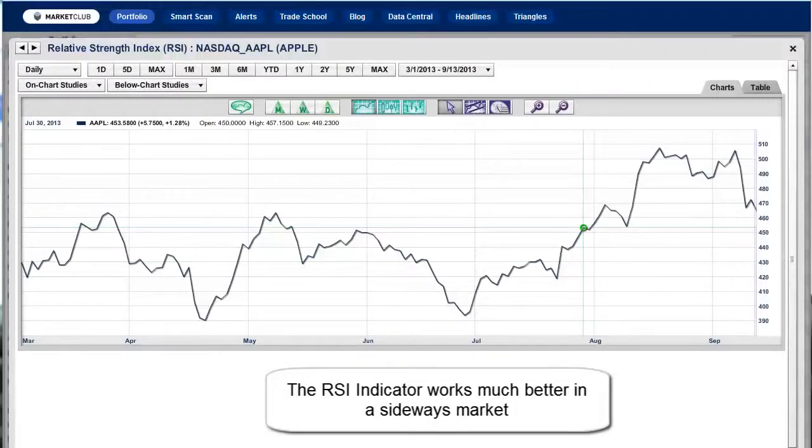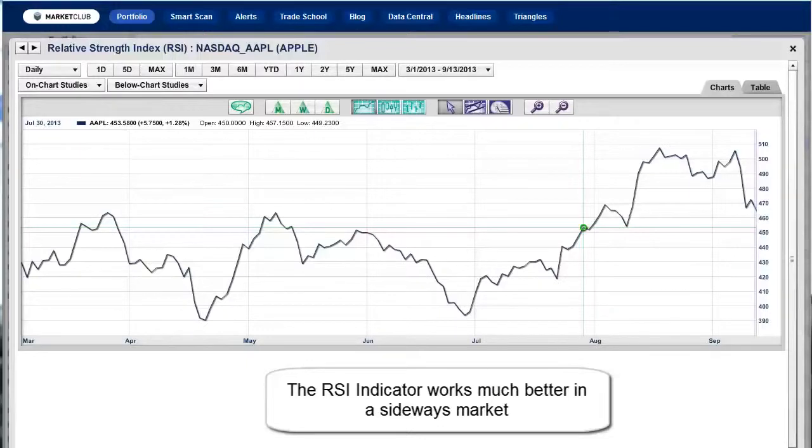If you have a strong trending market, either on the upside or the downside, you've got to be a little bit careful. When this indicator first came out in the 70s, people said, oh, it's over 70, I'm going to go short. Well, that's not the way to trade this particular indicator. I'm going to show you how that works right now.